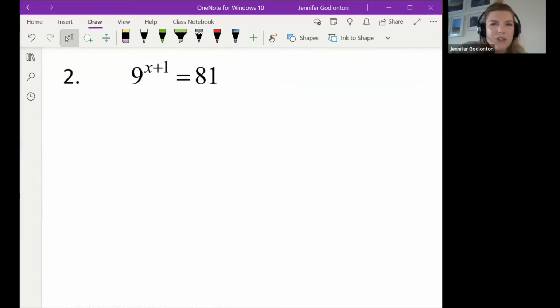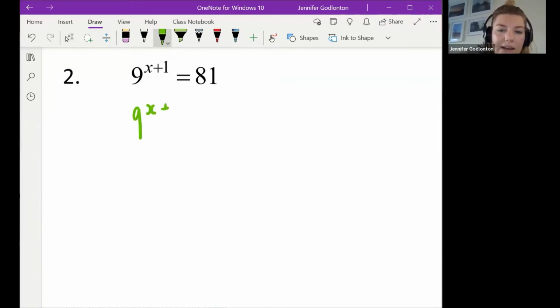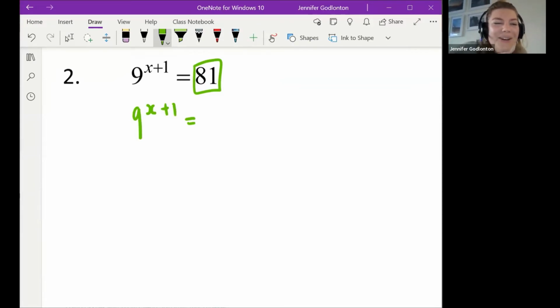This one we've got options because we could take everything all the way down to 3, but it'll actually be easier if we just keep it as 9. So if possible, if we can keep this the same, then let's keep that the same. Okay, so I'm going to write this as 9 to the power of x plus 1. How can I write this 81 as having a base of 9?